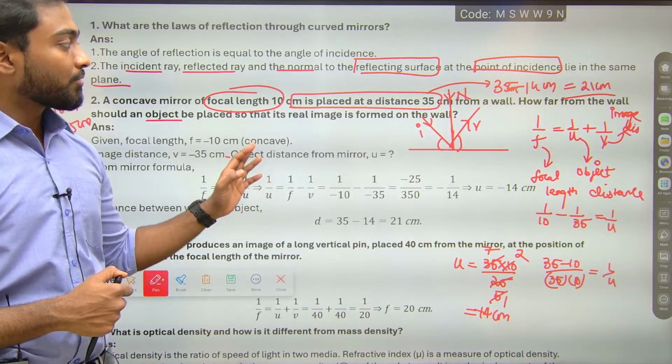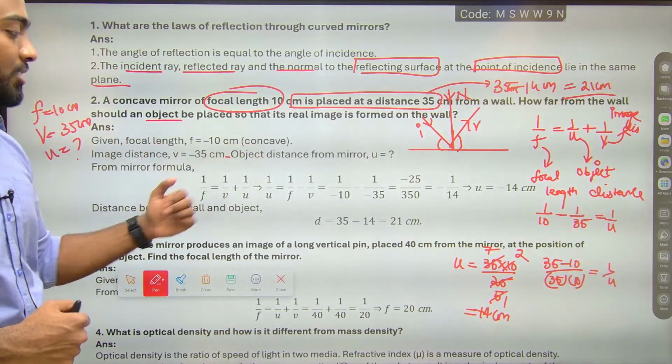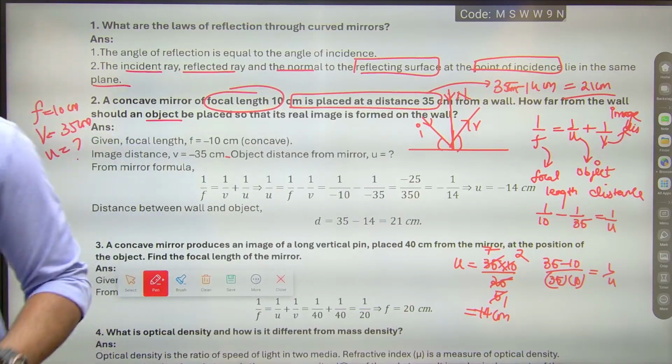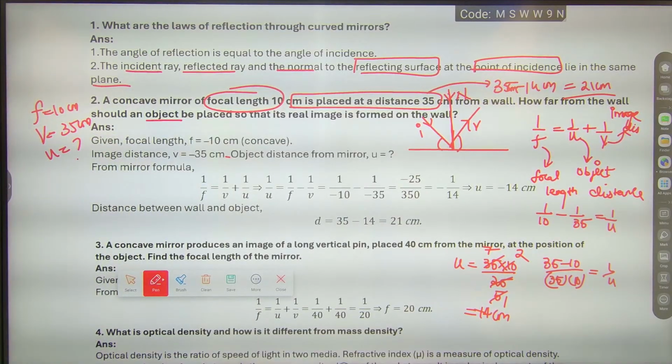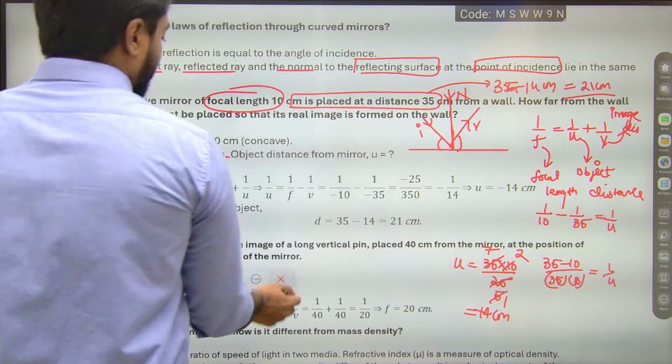You can take a note of this first question and second question, and we can go for the next questions. Got it? Okay. The next question.